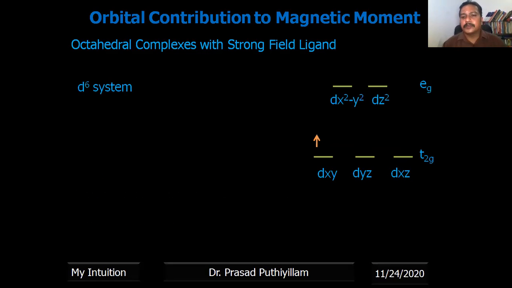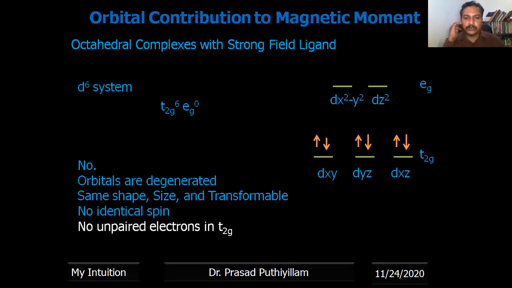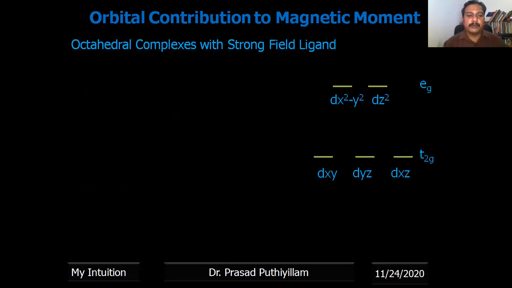D6 system, 1, 2, 3, 4, 5, 6. It cannot contribute because at t2g there are no unpaired electrons. So it is the t2g6 electronic configuration. It cannot contribute towards magnetic moment. D7 system also the same.